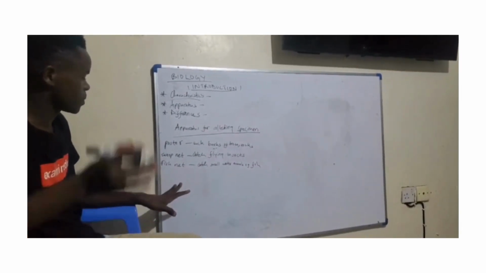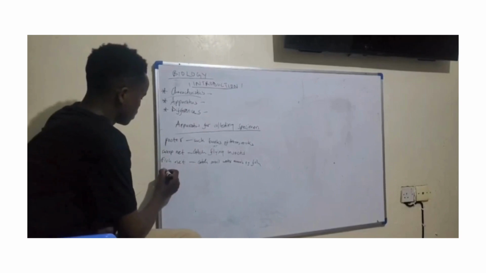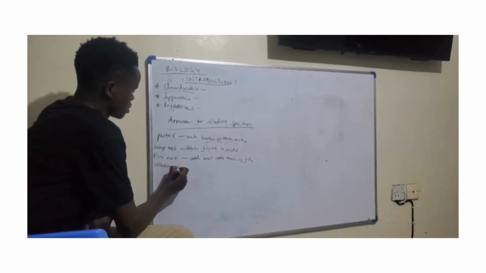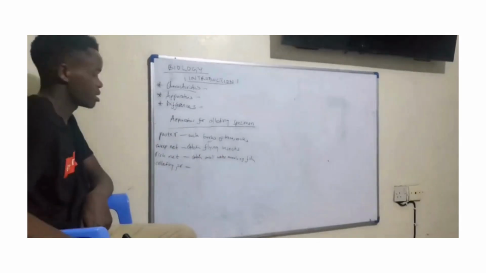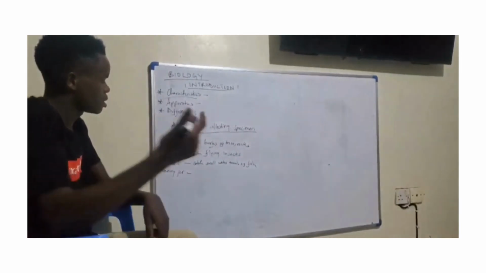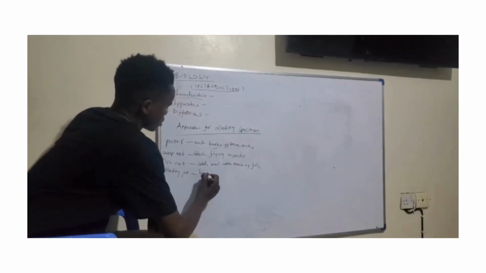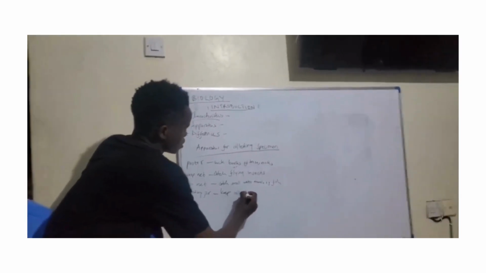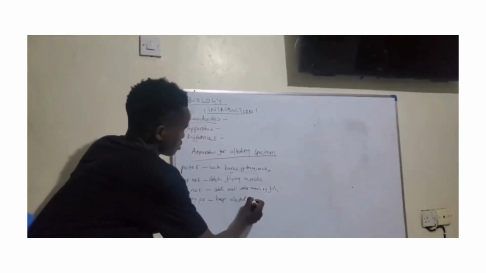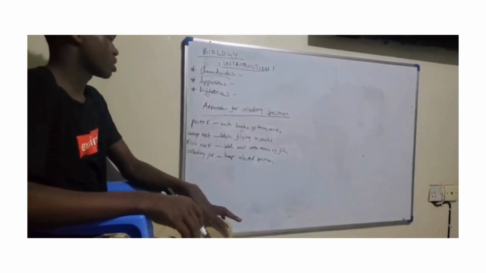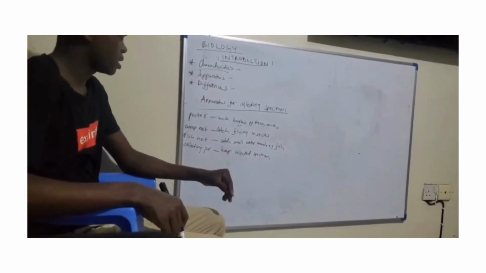Now we move on to the next apparatus. You have a collecting jar. What is the work of a collecting jar or a specimen bottle? It's just to keep those collected specimens for use in the laboratory. That's the work of a collecting jar.